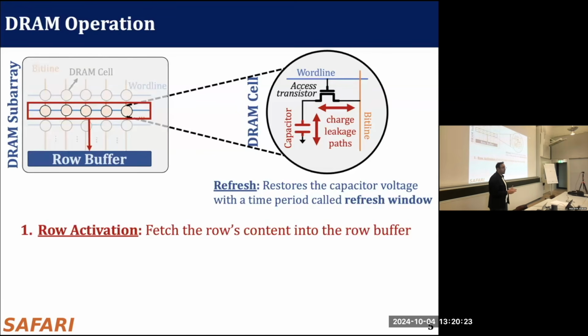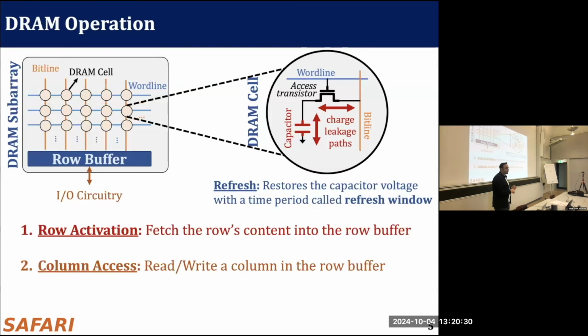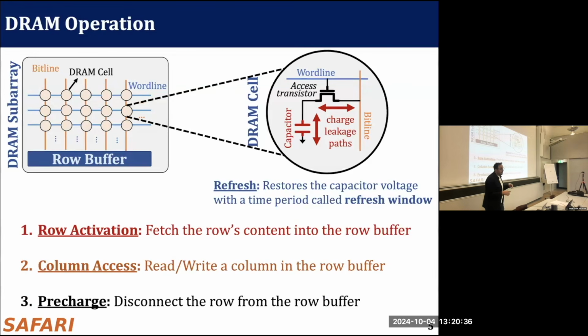And to access data, you need to first perform an operation called row activation to fetch the row's content into the row buffer. And then you perform the column accesses to the row buffer, as we discussed yesterday again. And once you're done with the row, you need to perform an operation called precharge to close this row so that you can open another row.